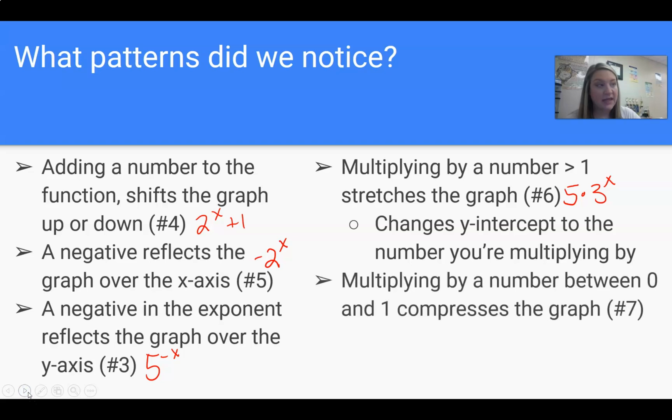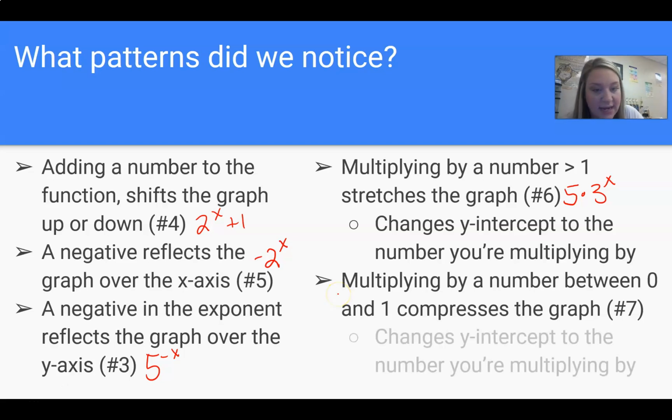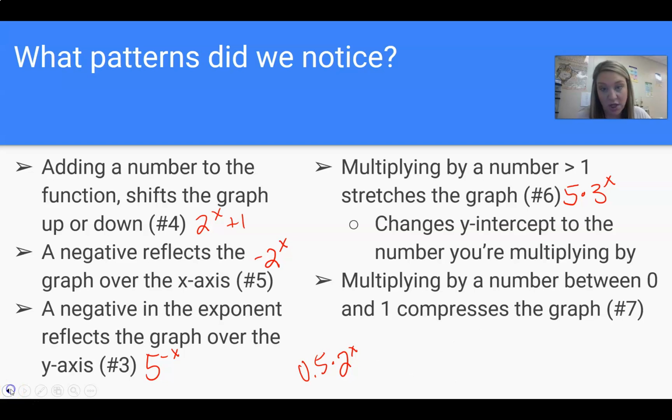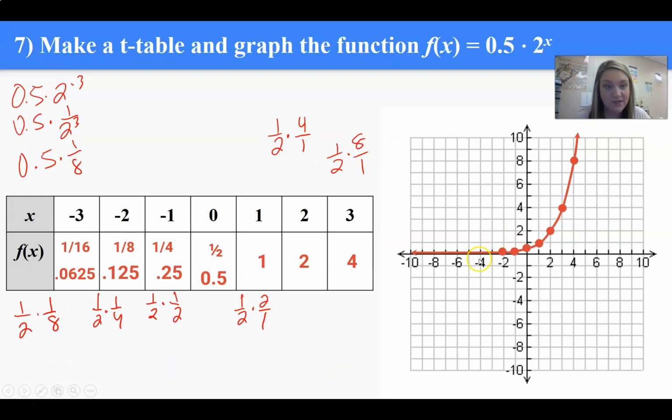All right, and then lastly in graph number 7, we multiplied by half, so this is a compression. This is 0.5 times 2x. So here we multiplied by a value less than 1, but bigger than 0 still. That's going to compress the graph, so this graph did not grow as fast. It grew quite slow. Let's go back and see it. See, it was very slow to move its way up. And again, my y-intercept changed to be what we were multiplying by.